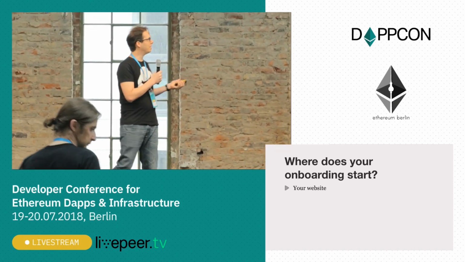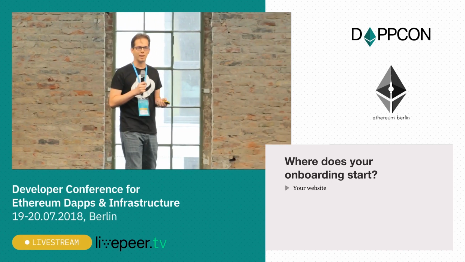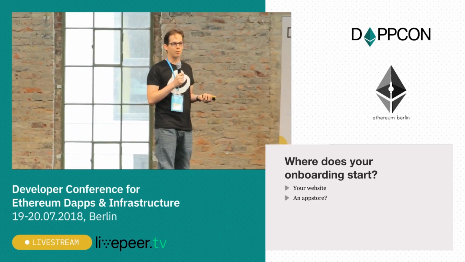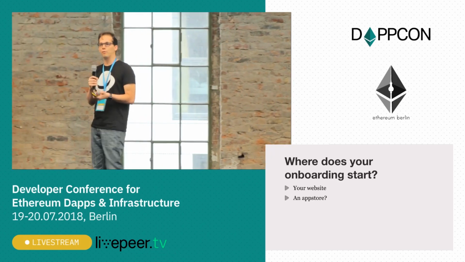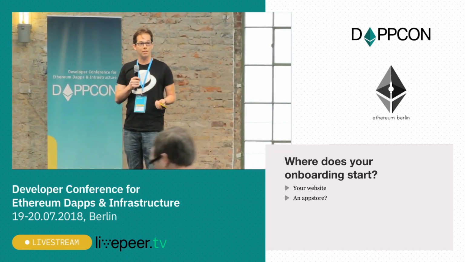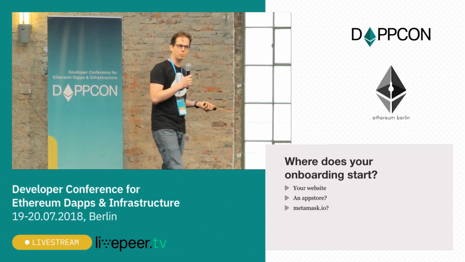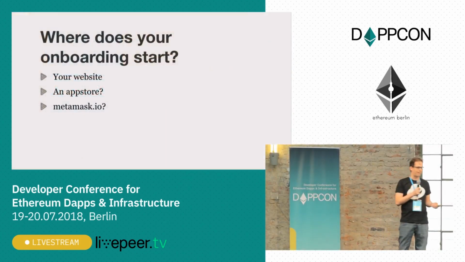You think it's your website, right? They're coming through your website. But I mean, how did they arrive at your website? Maybe an app store, maybe a decentralized app store, maybe literally the iPhone app store, that's how they got it. But I mean, do they need MetaMask? Because if they need MetaMask, then MetaMask is sort of your onboarding process, right? They need to go through the onboarding process of MetaMask.